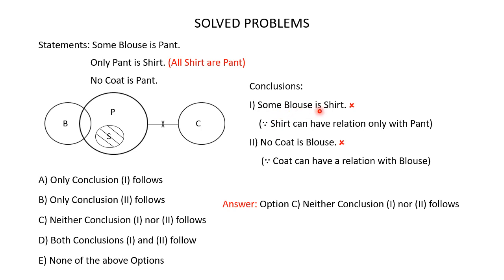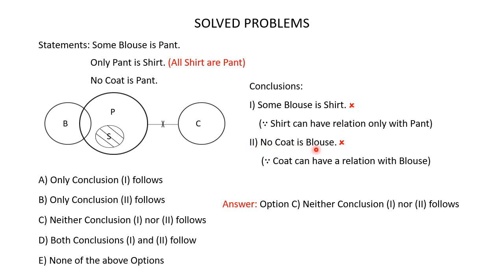Conclusion 1. Some blouse is shirt. So in the Venn diagram, you have blouse here and shirt here. Clearly you can see that there is no overlap between blouse and shirt. So the conclusion some blouse is shirt is wrong. Also, you can see in this Venn diagram that shirt can have a relation with only pants. Shirt will not have any relation with blouse. This means that blouse cannot be shirts. So the conclusion some blouse is shirt is wrong. Conclusion 1 does not follow.